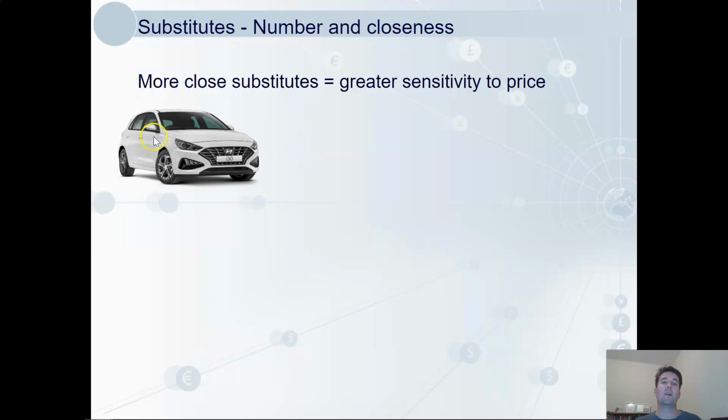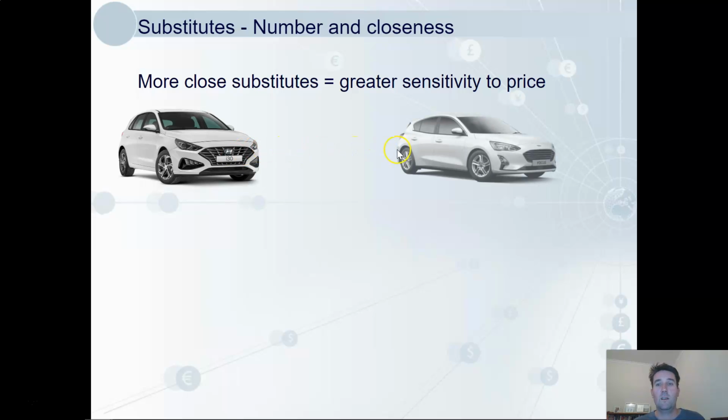Let's say you're interested in buying this car, a Hyundai i30. If the price goes up, do you have options? Yes. There are a number of close substitutes, such as the Ford Focus or Toyota Corolla. Consumption can easily be switched, meaning that demand may be relatively responsive or elastic to the price hike. Price of the Hyundai i30 goes up, demand will drop significantly because I can switch to a close substitute. What about petrol? If petrol prices go up, what do you do?